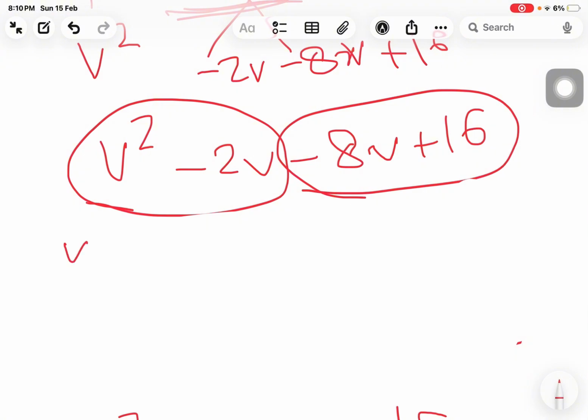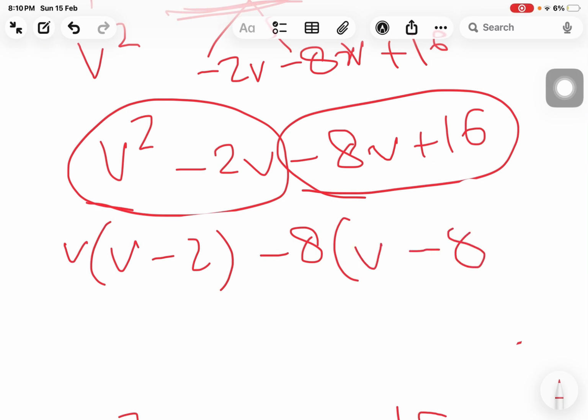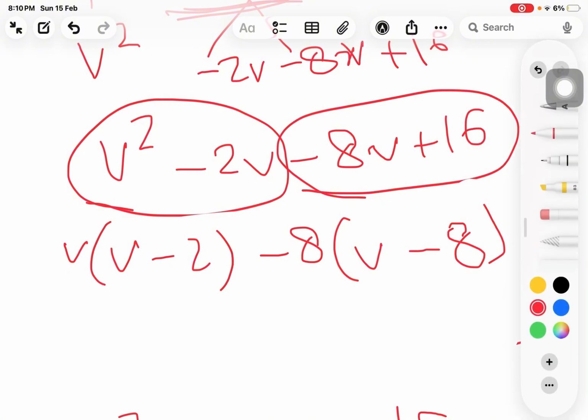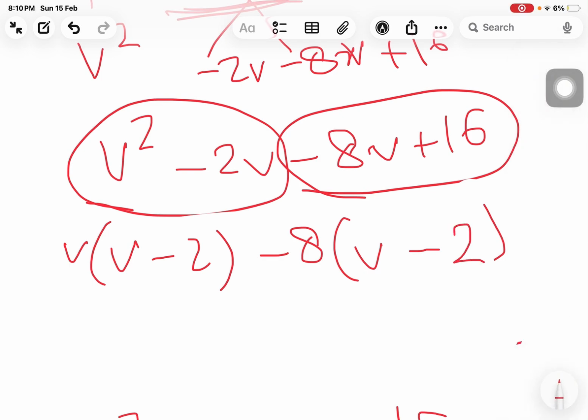As we see it, v minus 2, minus 8, v minus 8. Now, do you see that? Did you see the mistake? Did you see the mistake in this? Correct. The 8 is not right. It should be 2. Yes, it should be 2. So, v take away 2 and v take away 2. That's normal right now. So, basically, you are 100% right.